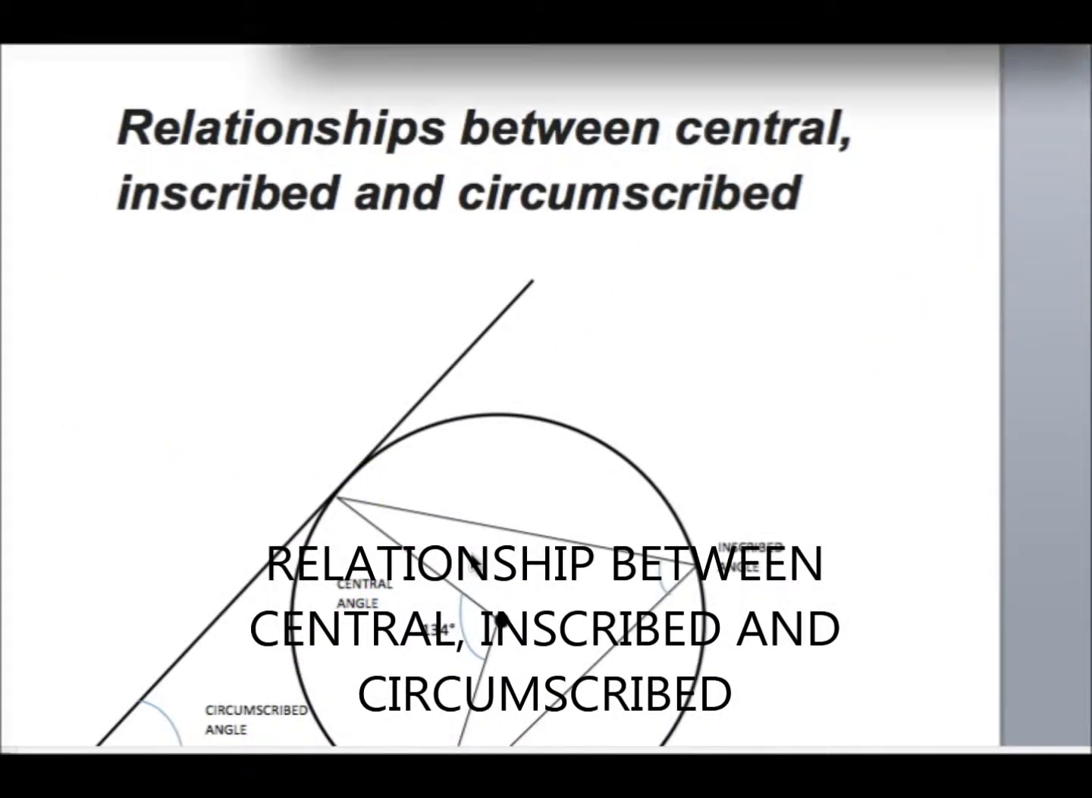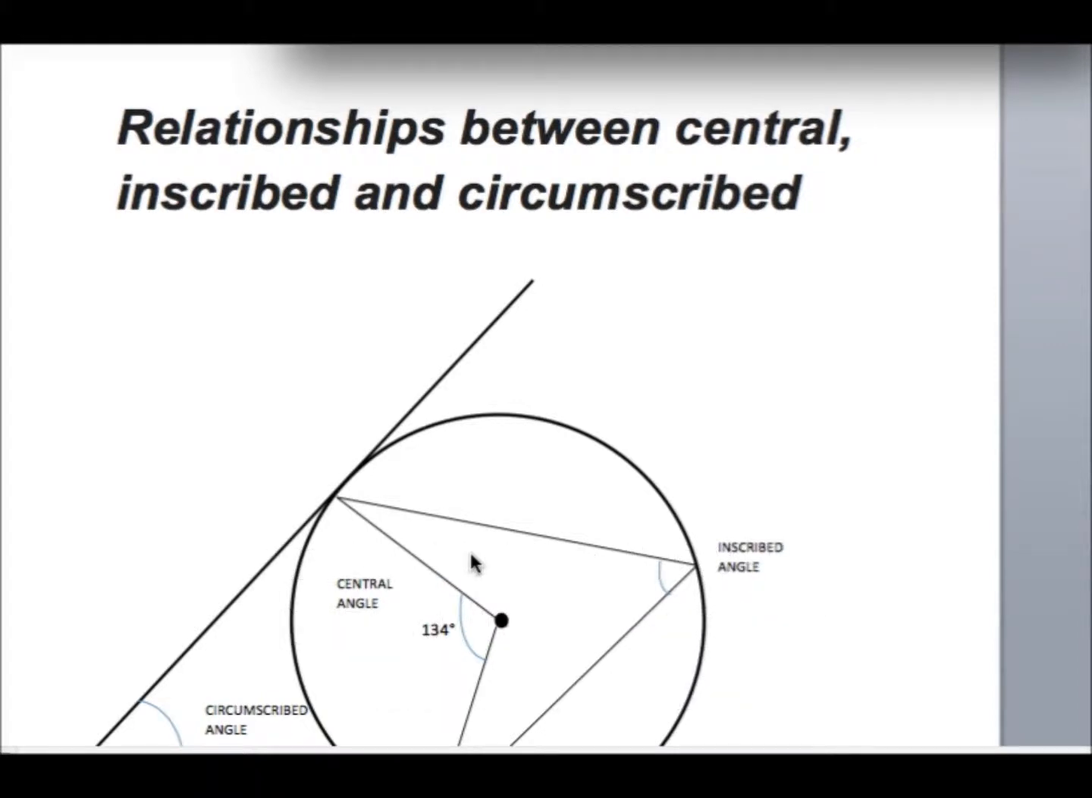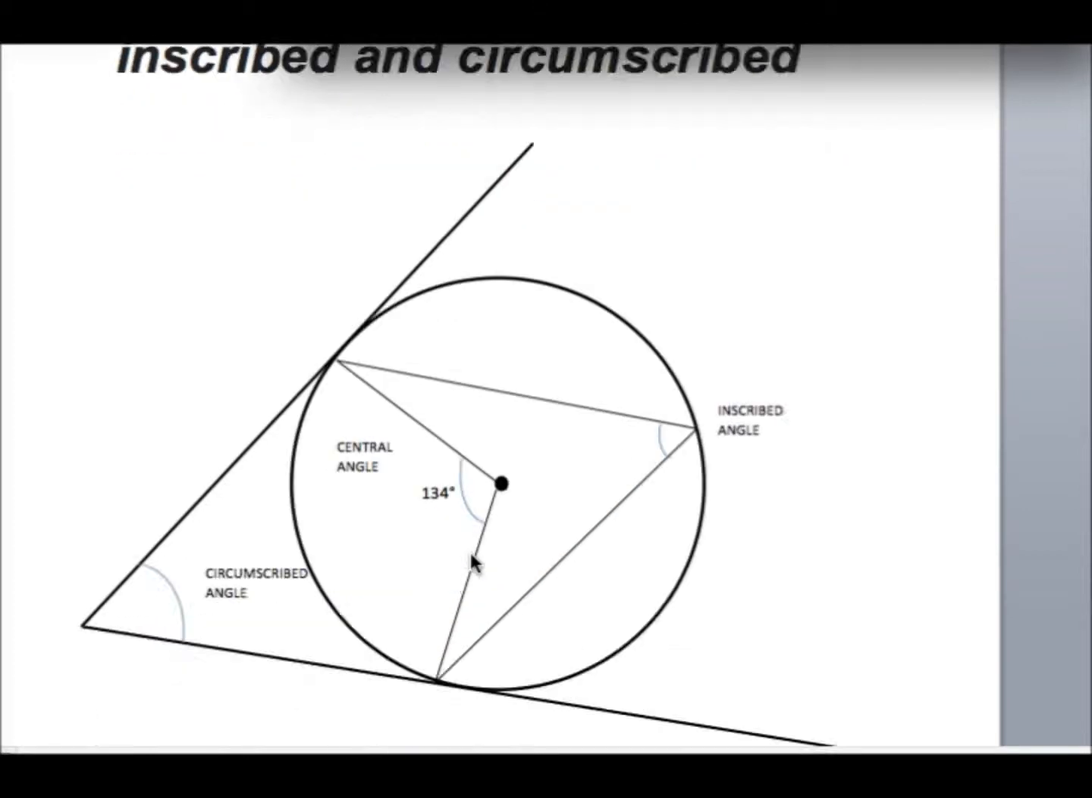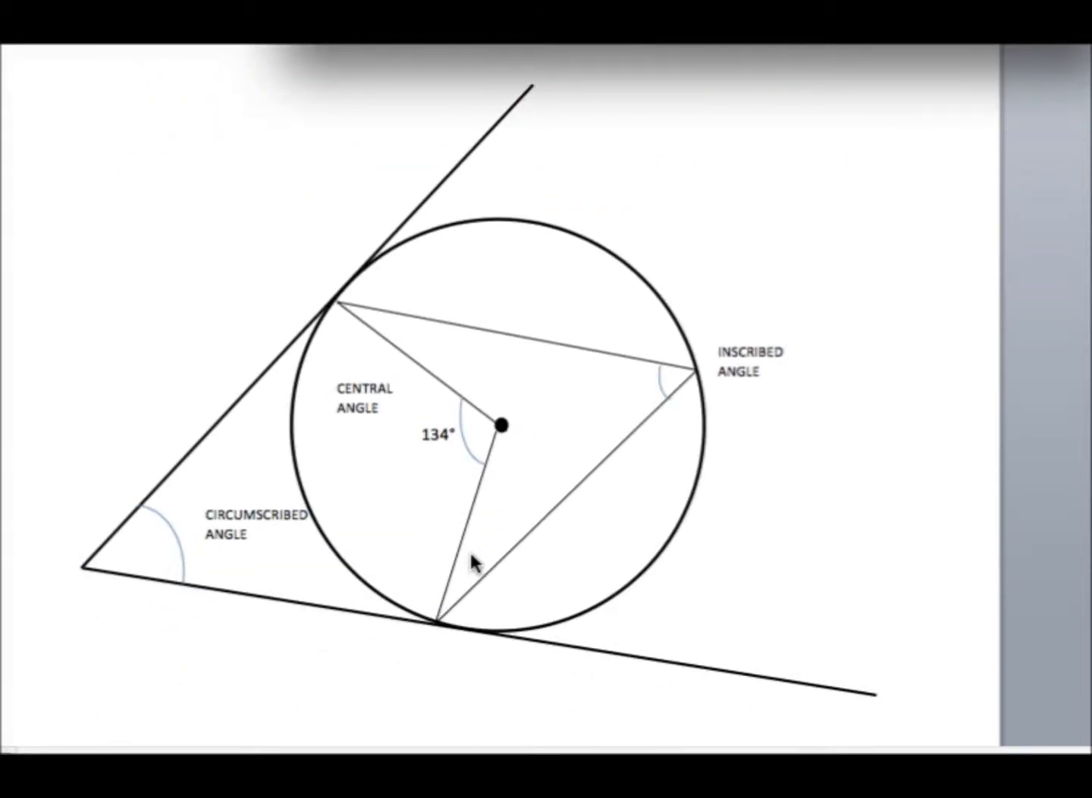Okay, relationship between central, inscribed, and circumscribed angle. Here we have a circle with the inscribed, central and then circumscribed angles. The inscribed angle is made by two chords, meanwhile the central angle is made by two radii. And then finally the circumscribed angle is made by two tangents. What is the relationship between the three of them?